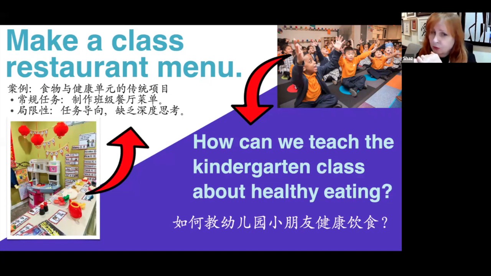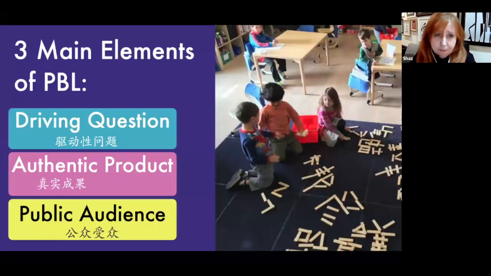You might have a story and say that some of the kids in kindergarten class are not real keen on fruit or vegetables. So how can we teach them about healthy eating? The audience is the kindergarten class, and you are going to make a product. You don't know what it is yet, but you will work out what the product is. And the audience, the public audience, is the kindergarten class. So you're making some sort of impact on another class, not just keeping it within your own Chinese class.